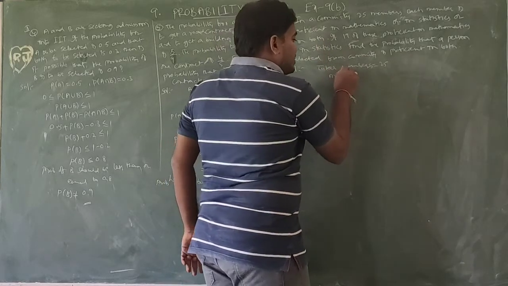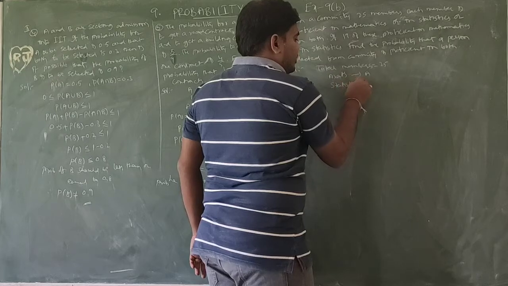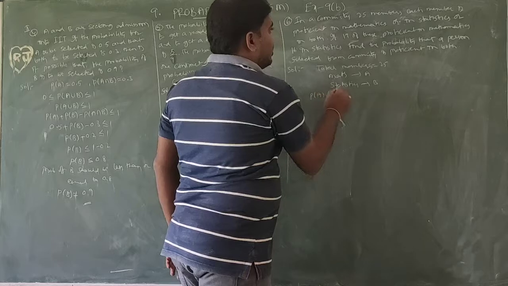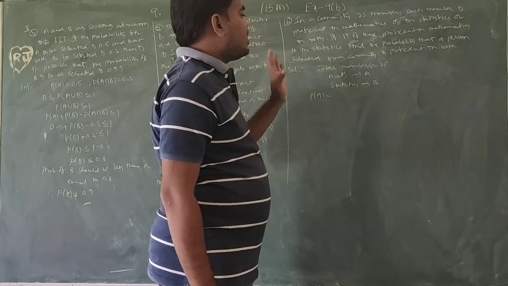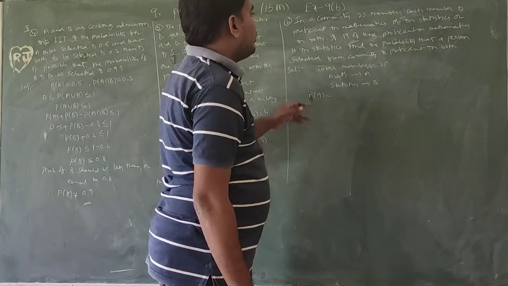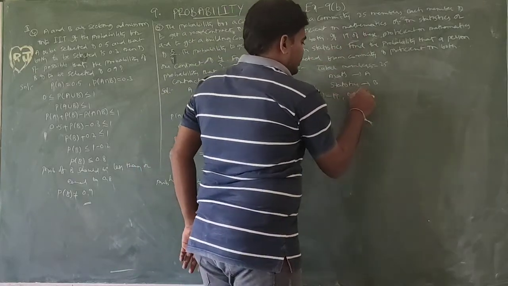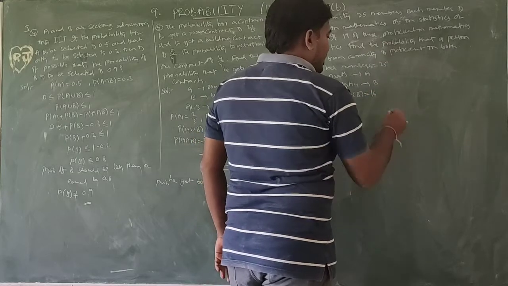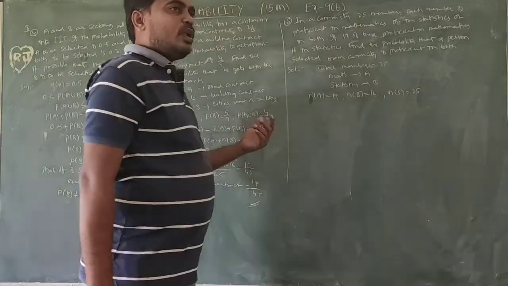So I am taking maths A, statistics B. So P of A equal to how much? How many are proficient in maths? First I am writing N of A, mathematics proficient equal to 19. N of B equal to 16. N of S equal to 25. 25 members, total members are 25.